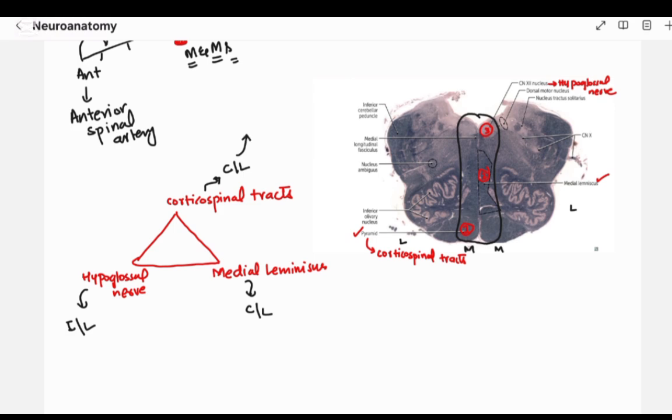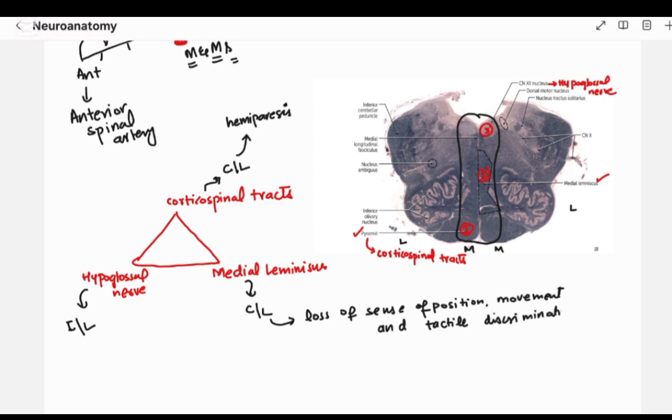The function of the corticospinal tract is basically the motor voluntary movements, so any lesion of the corticospinal tract will result in contralateral hemiparesis. Any lesion in the medial lemniscus will result in contralateral loss of sense of position, movement and tactile discrimination, and of course the hypoglossal lesion is going to cause ipsilateral paralysis of the tongue muscles.